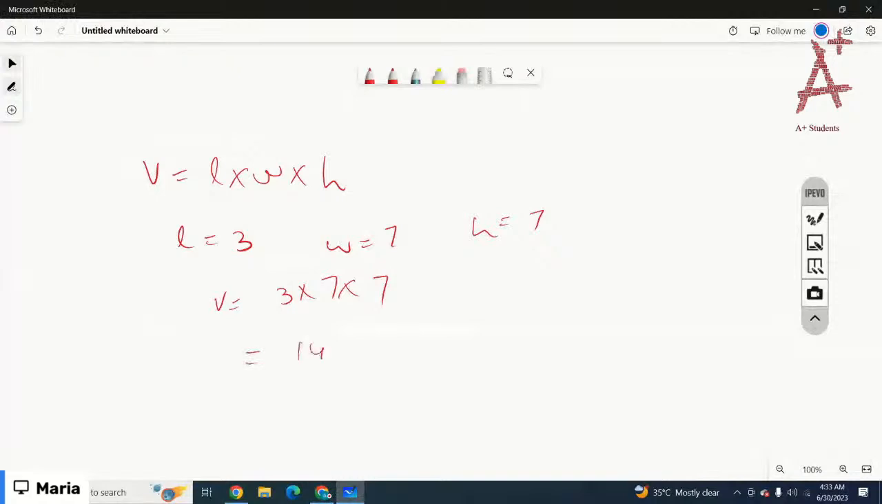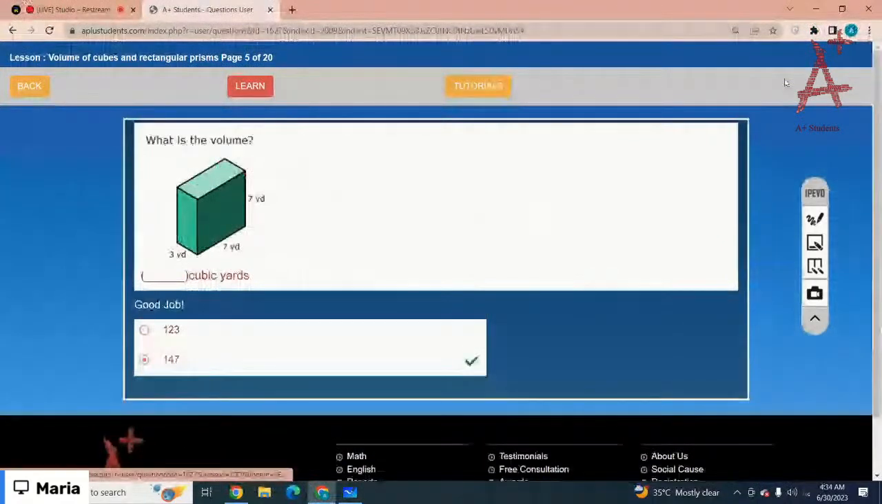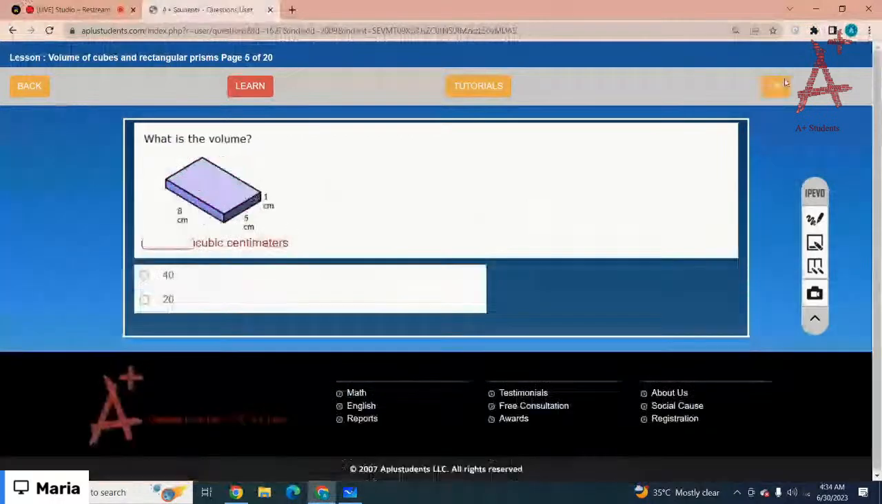It is 147. So the correct option is 147. Okay, the next one, what is the volume? So you have to do that is a rectangular prism. You have to use the same formula, length times width times height. So just multiply 8 times 1 is 8 and 8 times 5 is 40. So the correct option is 40.